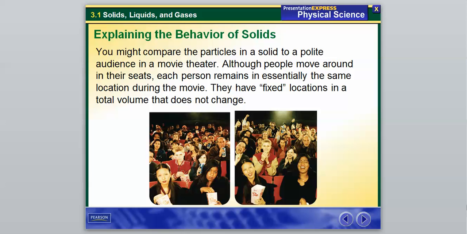compare the particles in a solid to a polite audience in a movie theater. That's the key thing here, because I've been to some movie theaters where this would not apply when we think of a polite audience. So although people move around in their seats, each person remains in essentially the same location during the movie.